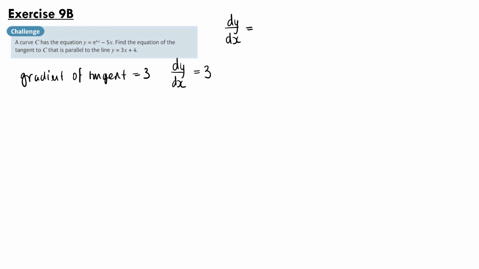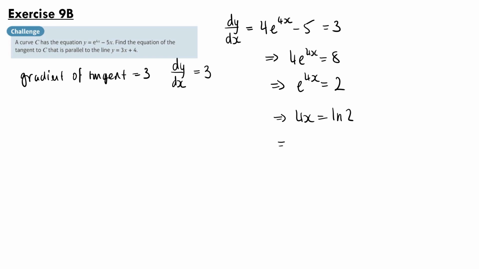So using the chain rule for e to the power of 4x, the derivative of 4x is 4, so that's going to go in front, and then we leave the e to the 4x as it is. Then the derivative of minus 5x is just minus 5. Okay, and we know that is equal to 3 at the point where the tangent is parallel to y equals 3x plus 4. Then we can rearrange, so 4e to the power of 4x is equal to 8. Dividing both sides by 2 gives e to the power of 4x equals 2, and taking ln of both sides gives us 4x is equal to ln of 2, so x is equal to 1/4 ln of 2.